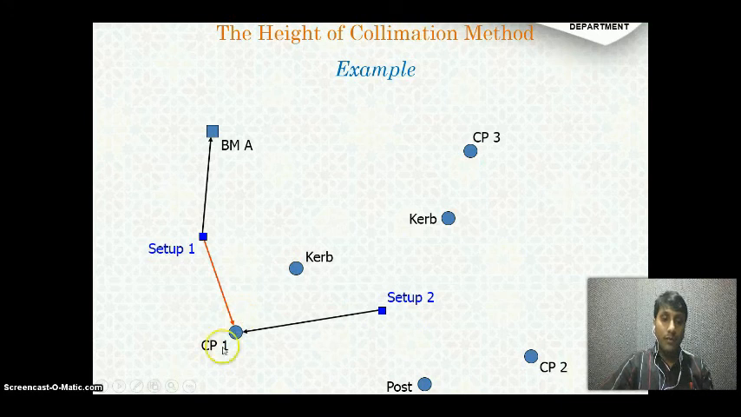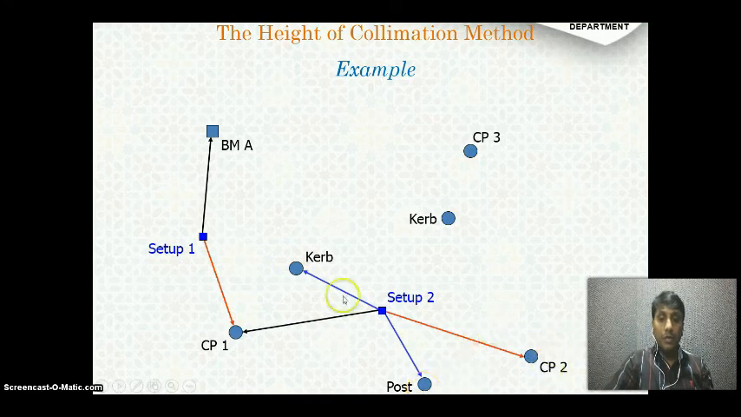So from setup 2 we have seen CP1. Again from setup 2 we have seen curve, and from setup 2 again we have seen post, and from setup 2 we have seen CP2. So see this, from setup 2 the first point we have seen, CP1, is backsight and the last point, CP2, is foresight. CP2 means again after this the instrument has to be changed. So before you change the instrument, the last staff reading is known as foresight. So from this setup 2, CP1 becomes backsight and CP2 becomes foresight, and the curve and post become intermediate sights.